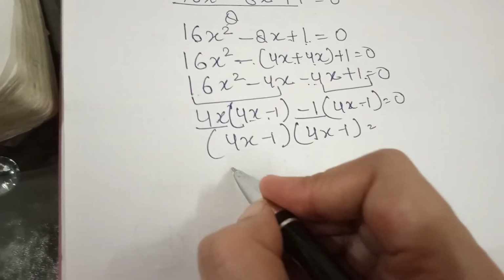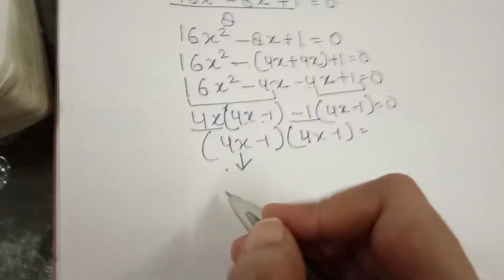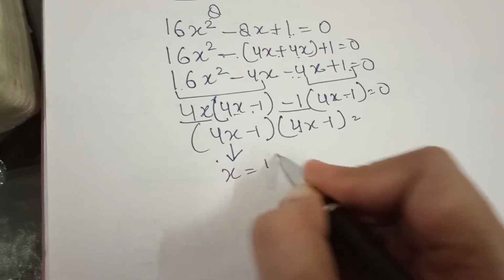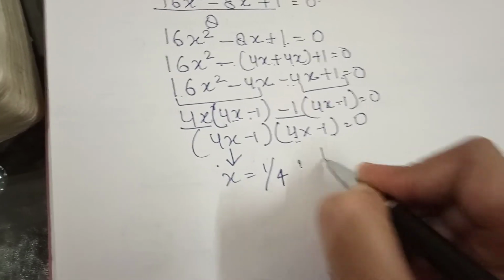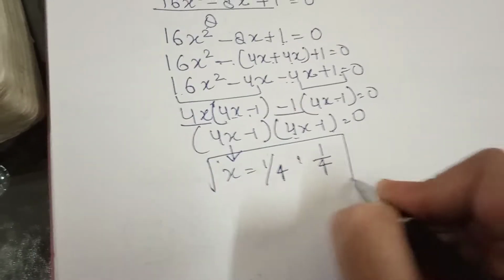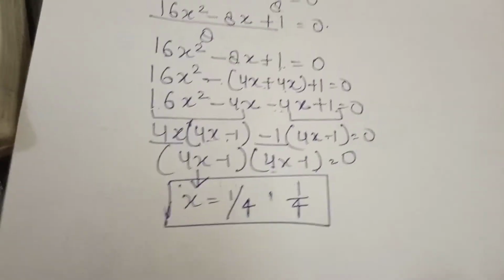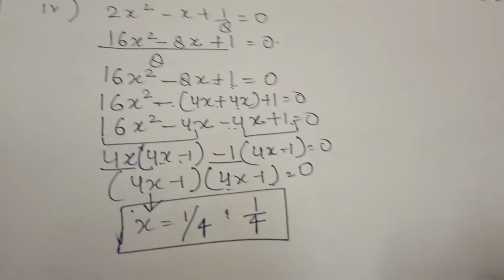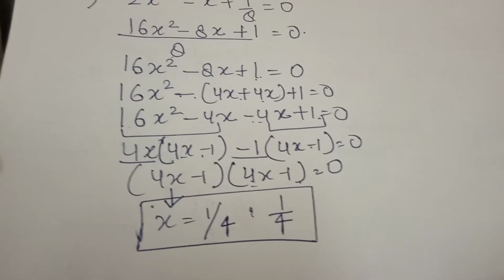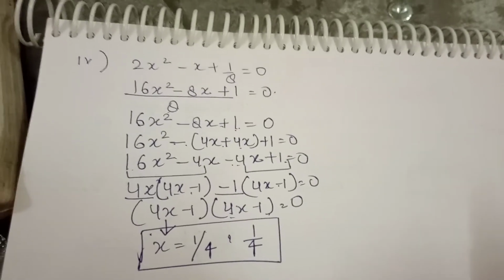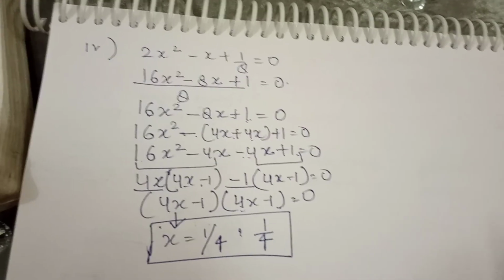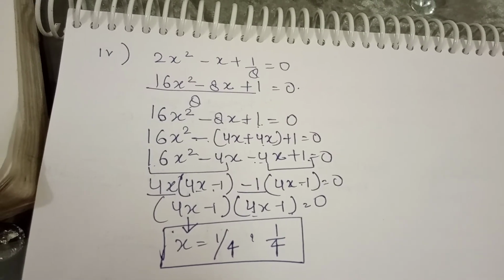Now find out the value of x. When you will keep this factor equal to 0, so x will be equal to 1 upon 4. And from this also x will be equal to 1 upon 4. So the roots are 1 upon 4, 1 upon 4. It means we can say in this equation roots are same. Okay. Now I think this factorization method is clear to you. So let's move forward to the other questions.